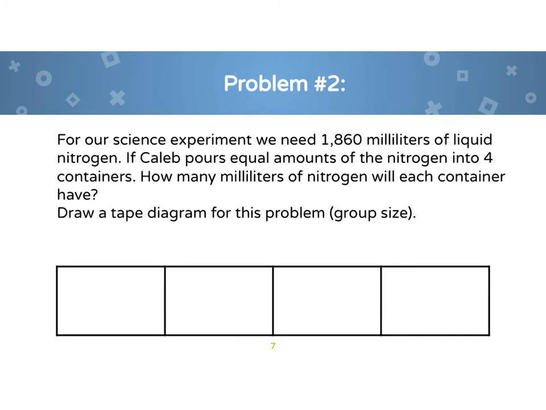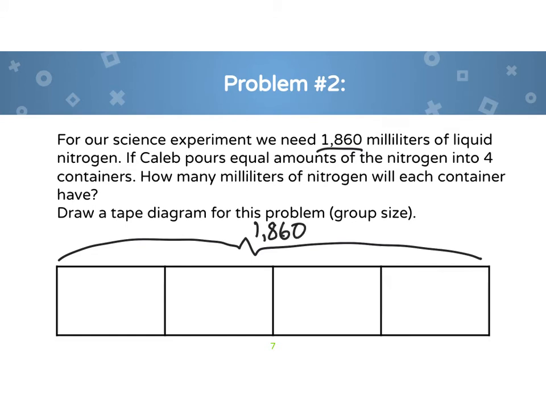Okay, so let's look at problem number 2. For our science experiment, we need 1,860 milliliters of liquid nitrogen. If Caleb pours equal amounts of nitrogen into 4 containers, how many milliliters of nitrogen will go in each container? So our tape diagram, we have the same kind of problem. It's a group size, and we have 4 groups. So we would show that on our tape diagram, how many milliliters do we have all together? We have 1,860, okay? And we have 4 groups, and we want to know how many milliliters goes in each container.